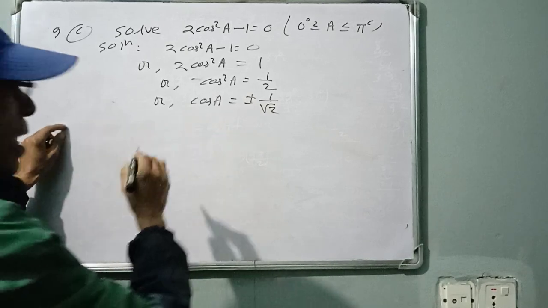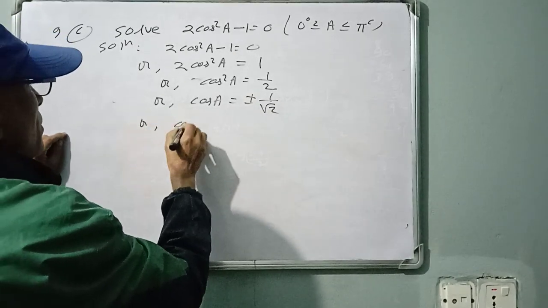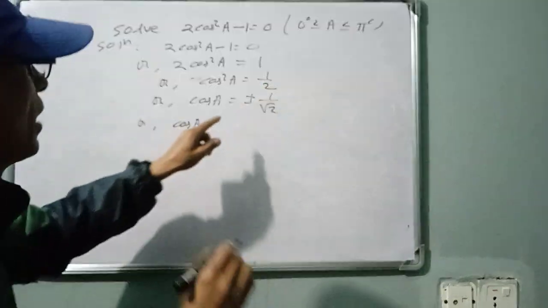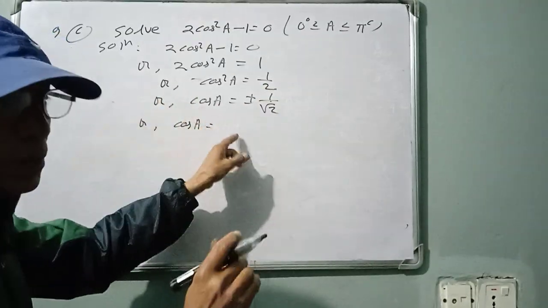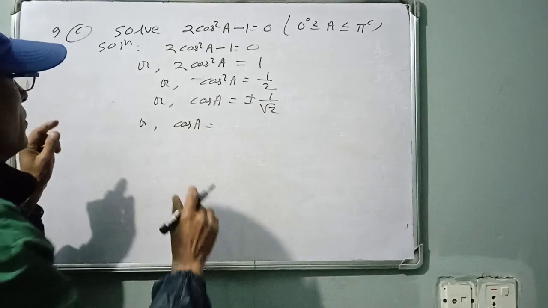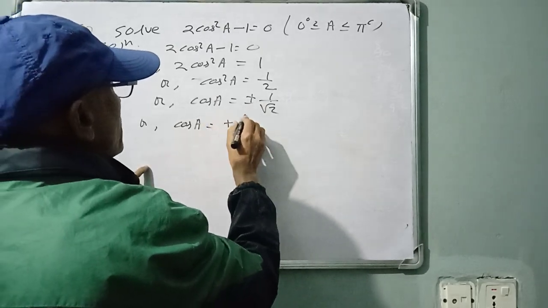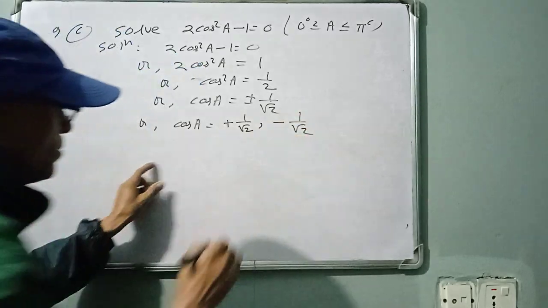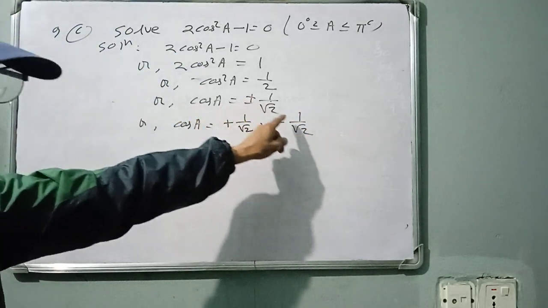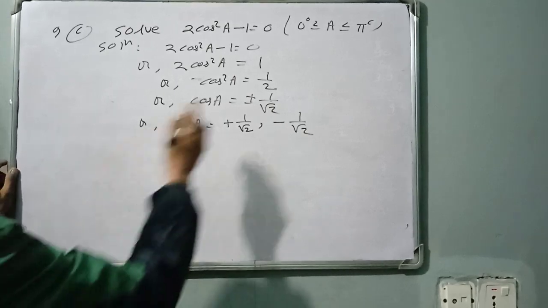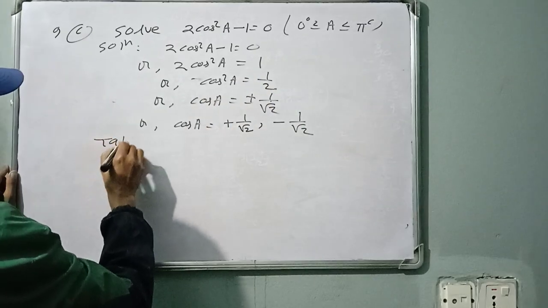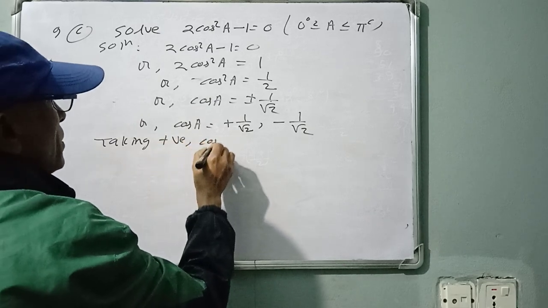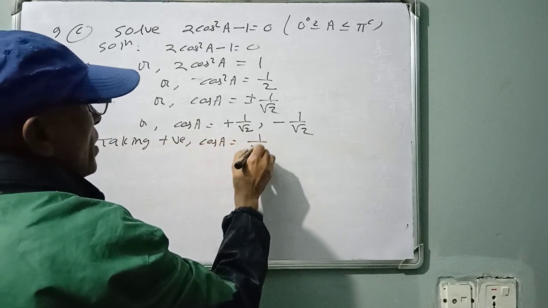Taking the square root. Now, since it is a short question for 2 marks, I didn't write taking plus, taking minus. Plus half, taking positive, minus half, taking negative. But you can write taking positive, taking negative. You can separate. Taking positive, we get cos A equals 1 by root 2.